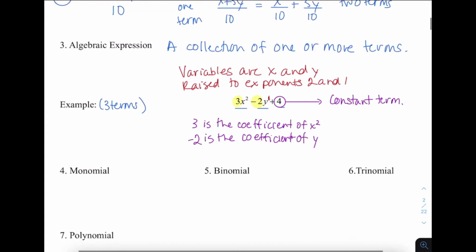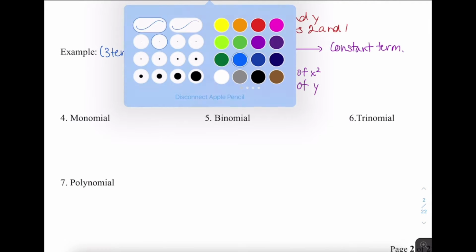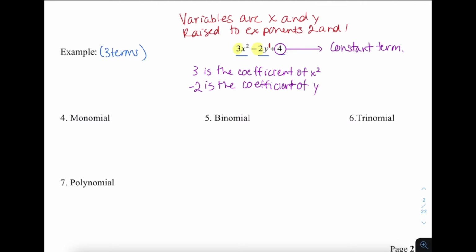Okay, so you may have heard these terms before: monomial, binomial, and trinomial. Very simply put, a monomial has one term. A binomial, like a bicycle, has two terms. A trinomial, like a tricycle, has three terms. And a polynomial has more than one term. So a binomial and a trinomial are examples of polynomials.